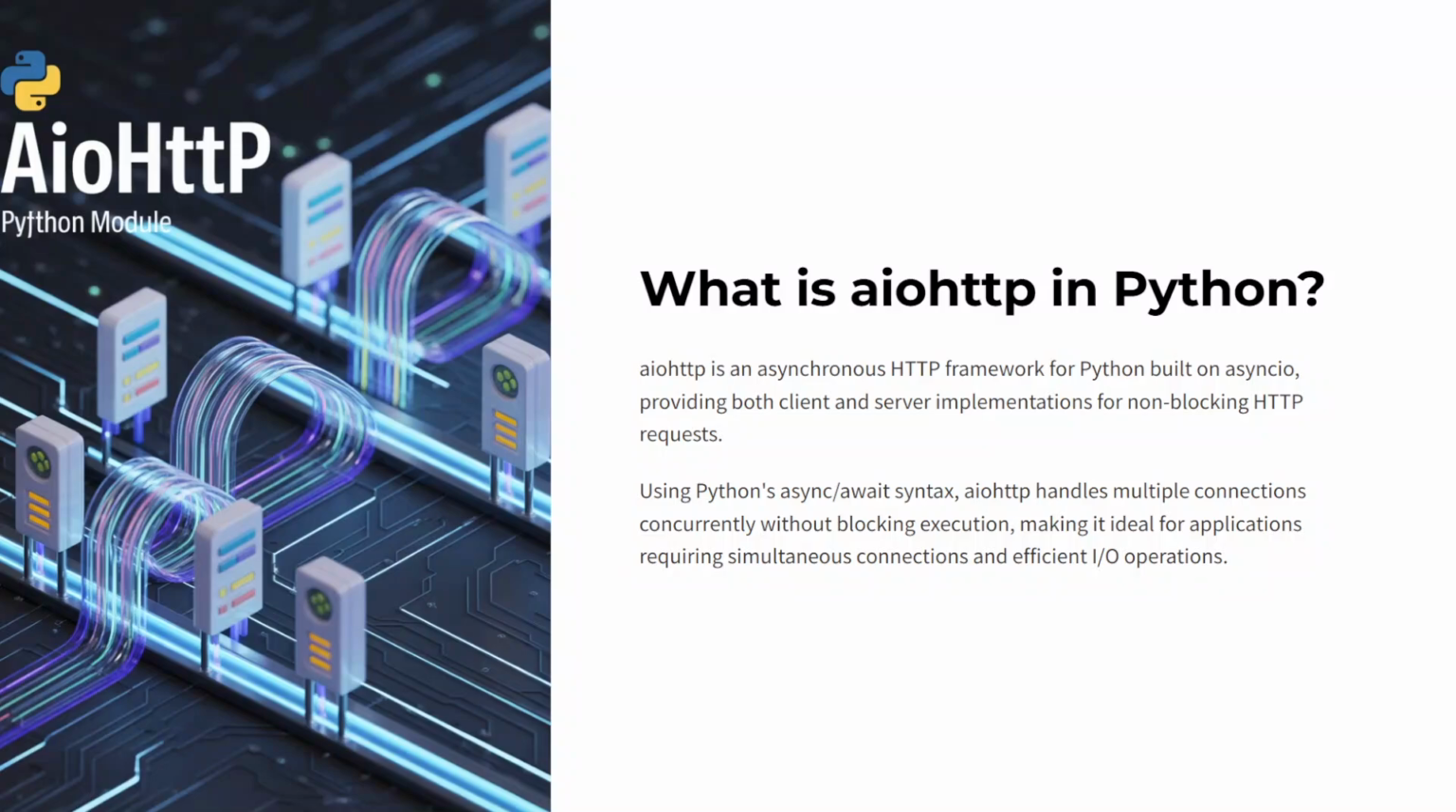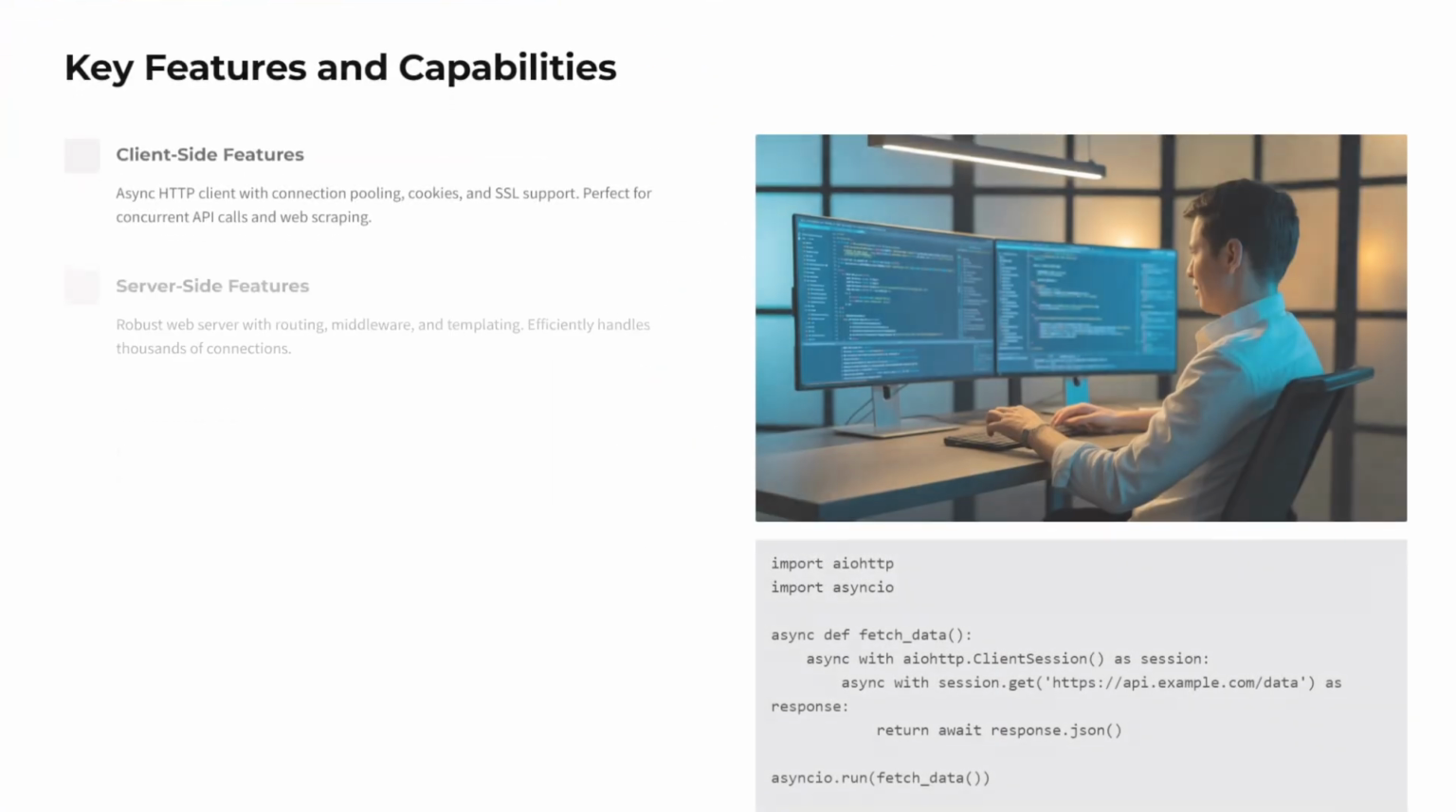In this video we are going to look at aiohttp in Python. Aiohttp is an asynchronous HTTP framework for Python built on async IO and providing both client and server implementations for non-blocking HTTP requests. Using Python's async/await syntax, aiohttp handles multiple connections concurrently without blocking execution, making it ideal for applications requiring simultaneous connections and efficient I/O operations.